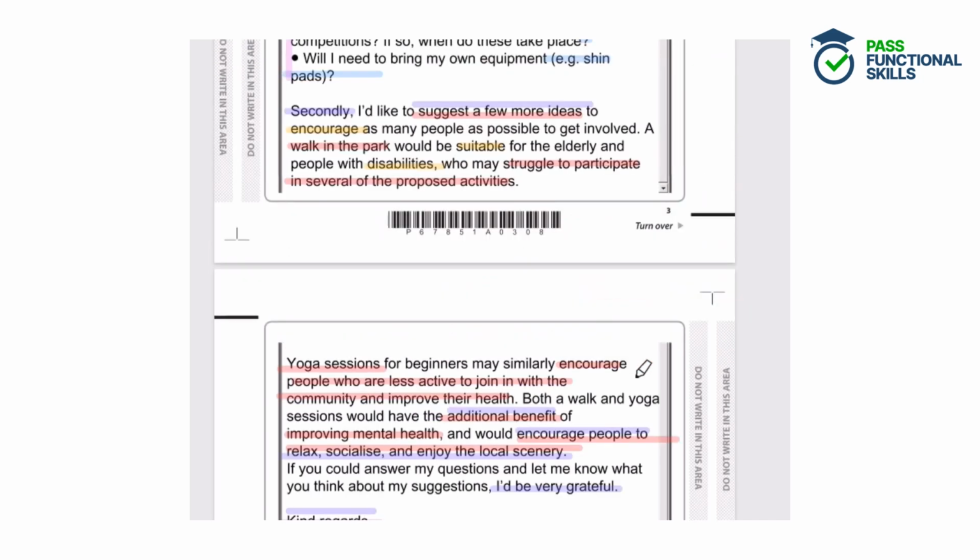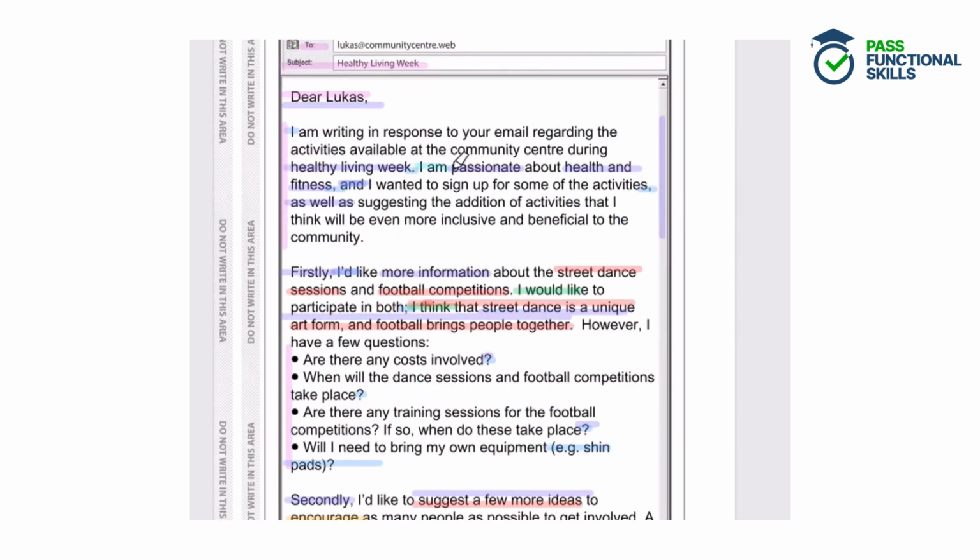So, for example, in the first paragraph, we have "I am passionate about health and fitness, and I wanted to sign up for some of the activities, as well as suggesting the addition of activities that I think will be even more inclusive and beneficial to the community." So this is quite a long sentence here, and it's giving lots of details. So explaining that we're passionate about health and fitness, we want to sign up for some of the activities, and we want to suggest the addition of other activities, and then explaining that these will be more inclusive and beneficial. So linking lots of different ideas within one sentence, using commas, using connectives, and making sure that all of it joins up really effectively.